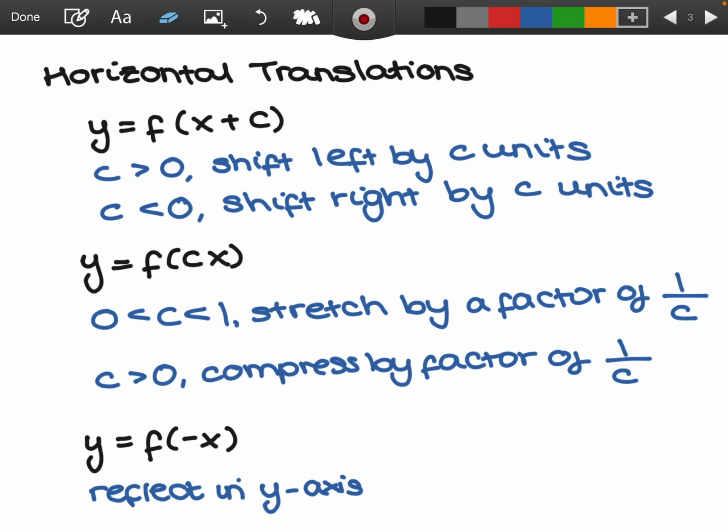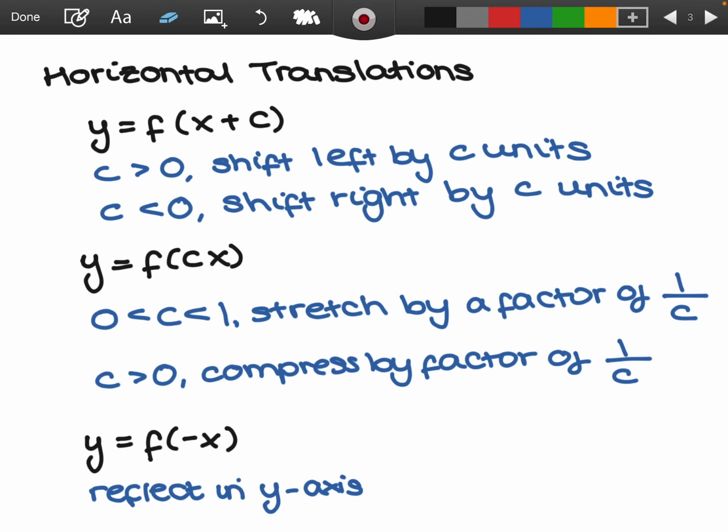The horizontal translations are a little more counterintuitive, and a lot of them actually do the opposite of what you think they're going to do. So vertical translations tend to do exactly what you would intuitively think that they would do. Horizontal translations tend to do the opposite. The easy one is reflecting in the y-axis.